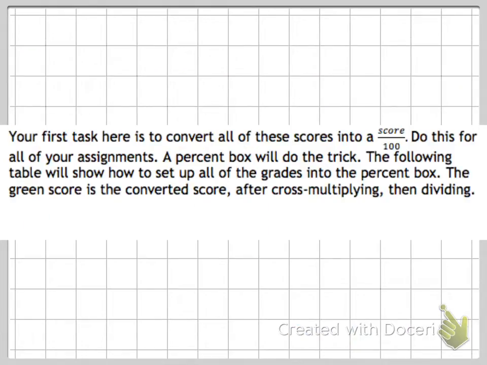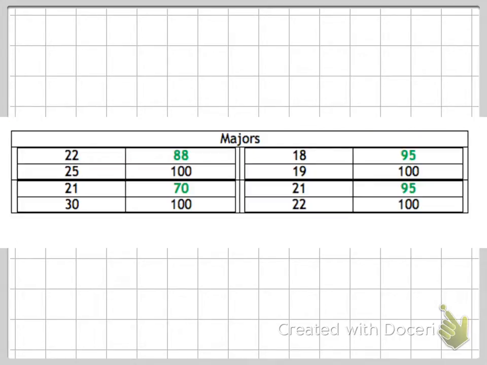Your first task here is to convert all of these scores into a score over 100. Do this for all of your assignments. A percent box will always do the trick. The following table will show you how to set up all of the grades into the percent box. The green score is the converted score after cross multiplying and then dividing. We're starting with our majors first. Remember that the first score was a 22 out of 25. Then this person got a 21 out of 30, an 18 out of 19, and a 21 out of 22.